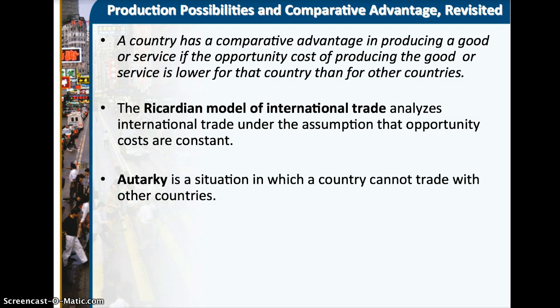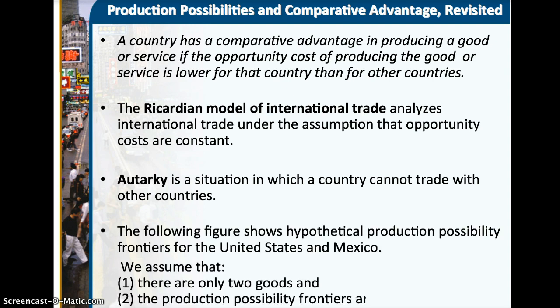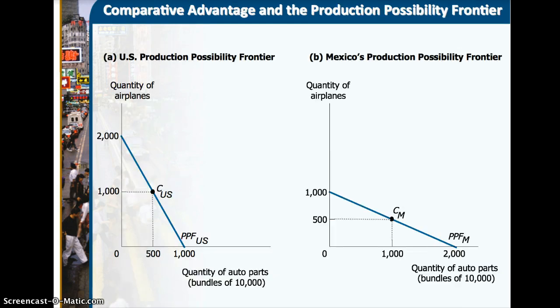The next slide shows hypothetical production possibility frontiers for the United States and Mexico, where we assume that 1. there are only two goods, auto parts and airplanes, and 2. the production possibilities frontiers are straight lines. Since the PPF is a straight line, opportunity cost is constant. The opportunity cost of each bundle of auto parts in terms of airplanes is 2. 2 airplanes must be foregone for every individual bundle of auto parts produced.